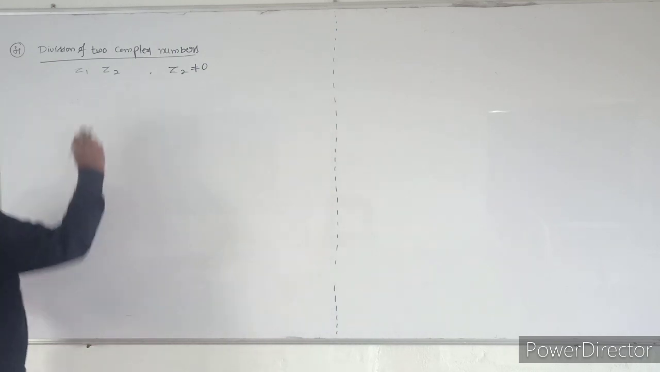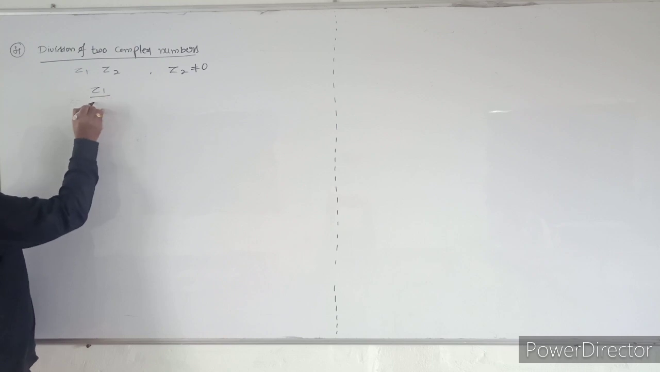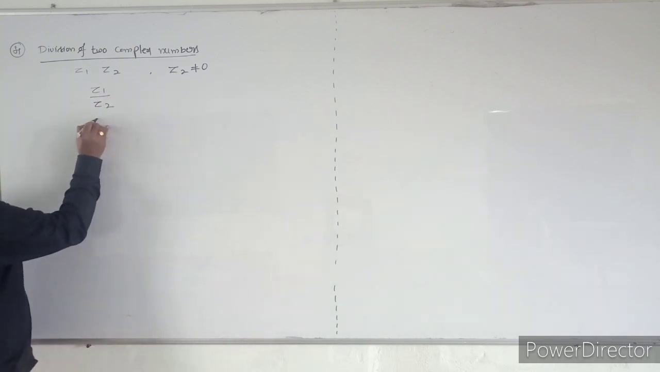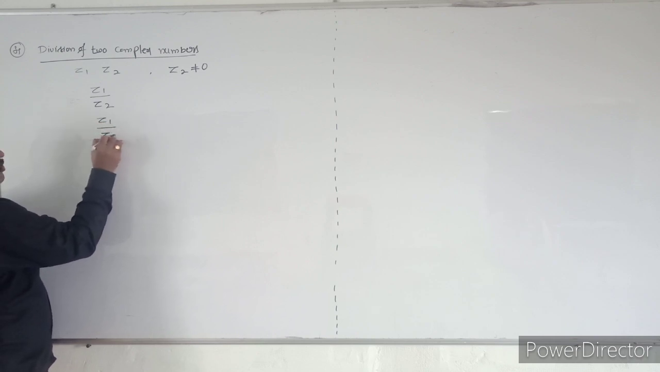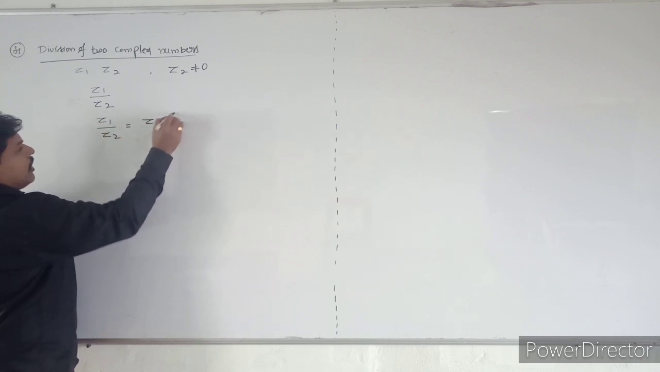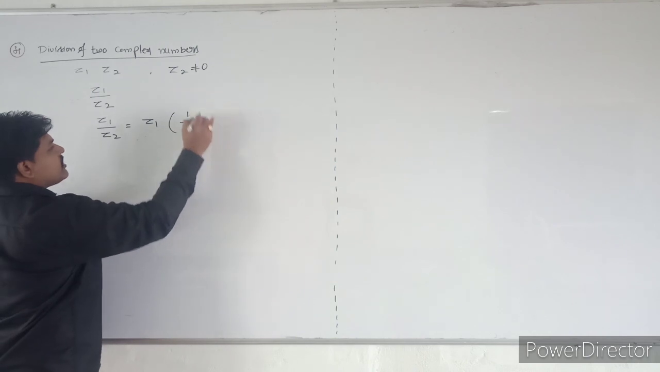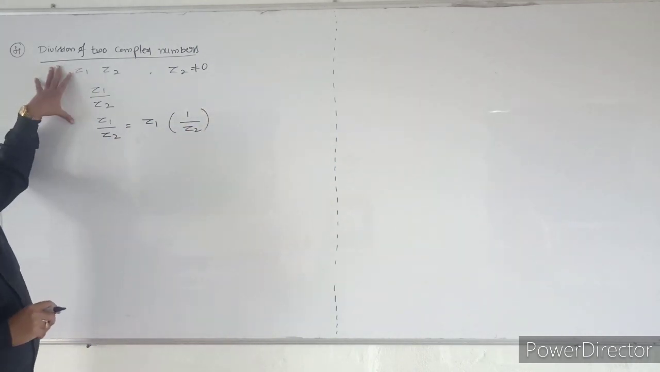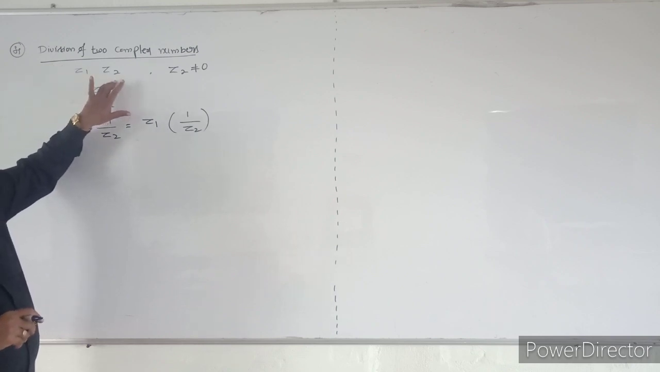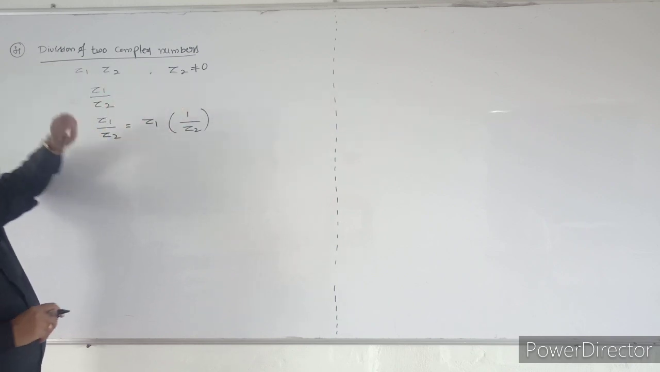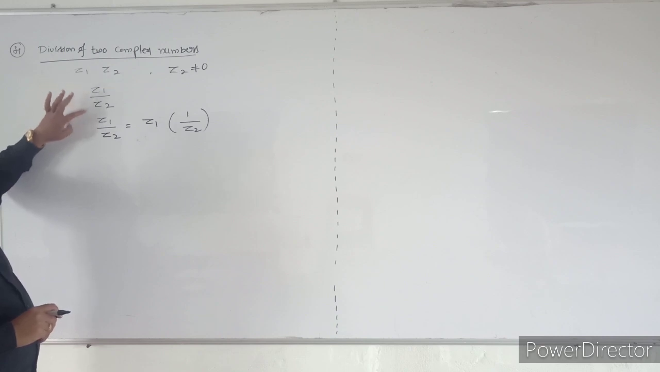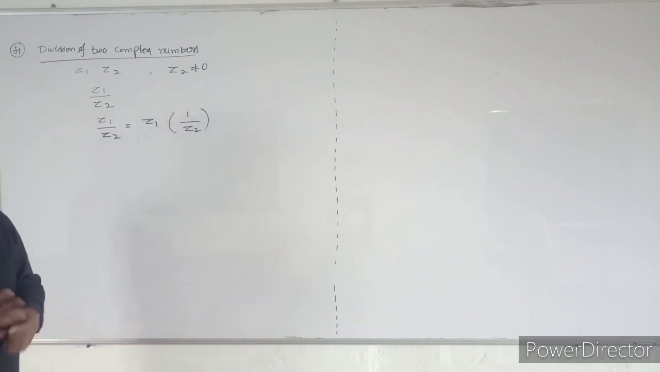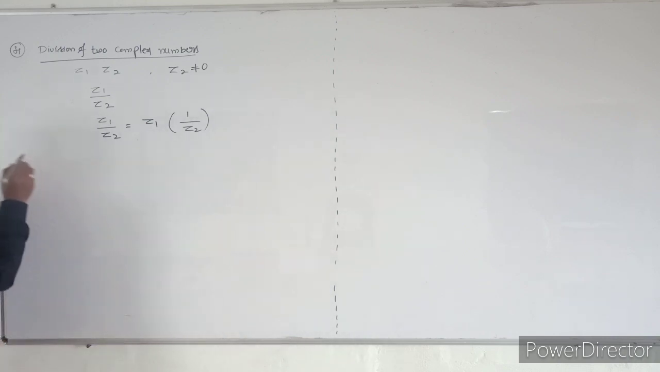Then the quotient z1 by z2 is defined as z1 into 1 by z2. This is the meaning of z1 by z2. So the division of two complex numbers, where z2 is not equal to 0, is z1 by z2, which you can write as z1 into 1 by z2. Let us see an example.